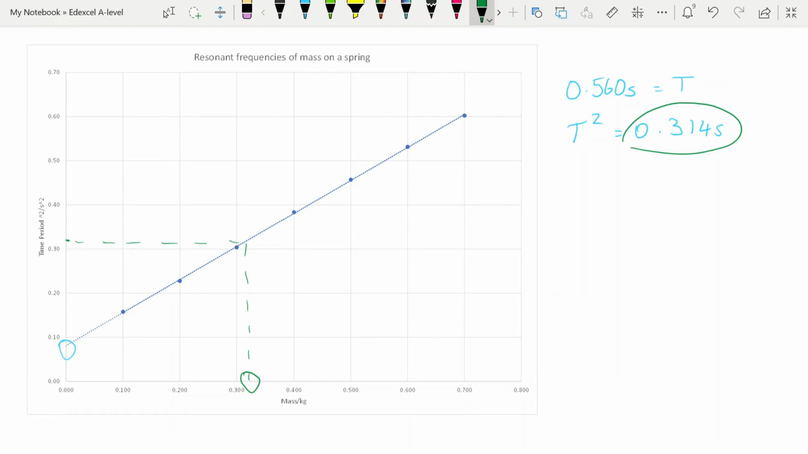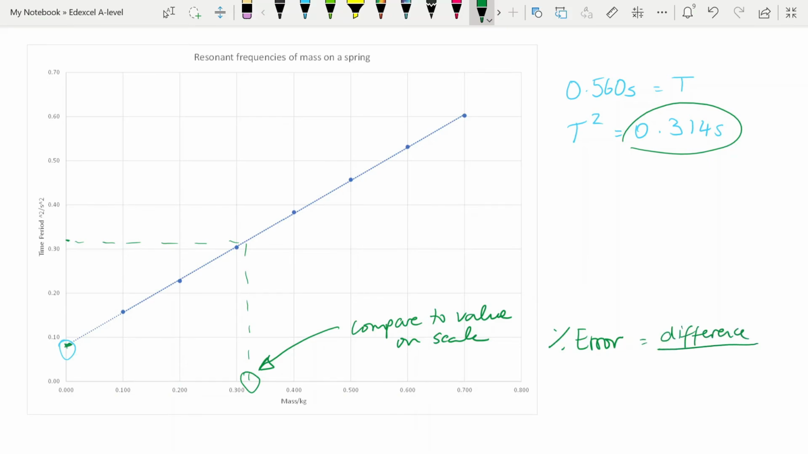Now, if you know you've got a systematic error, you can always subtract that from your t squared, because presumably you'd have the same systematic error in your t squared for your unknown mass, and therefore you can adjust for that. The idea is that you take this value here and compare it to the value on the scale and find out what your error is. And of course your percentage error, what used to be called the percentage difference, is the difference between the two over the value from the scale, because of course that would be the true value, times 100.